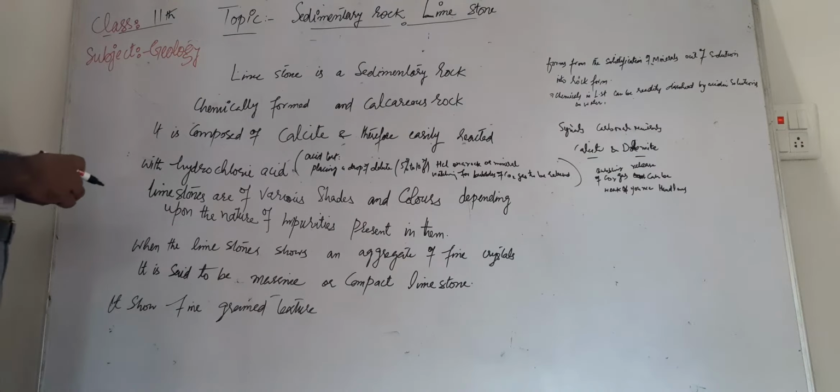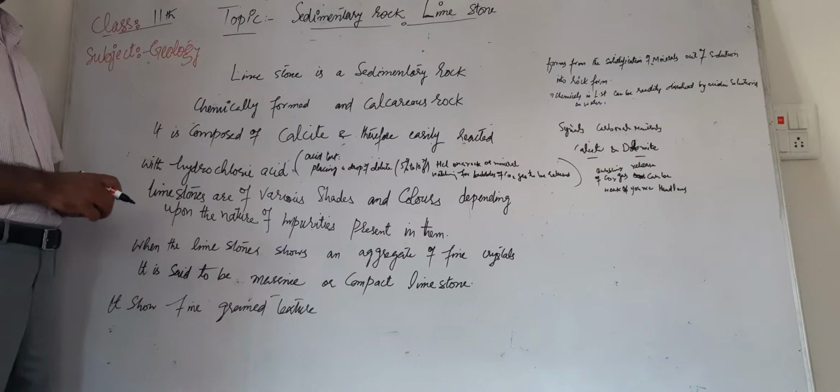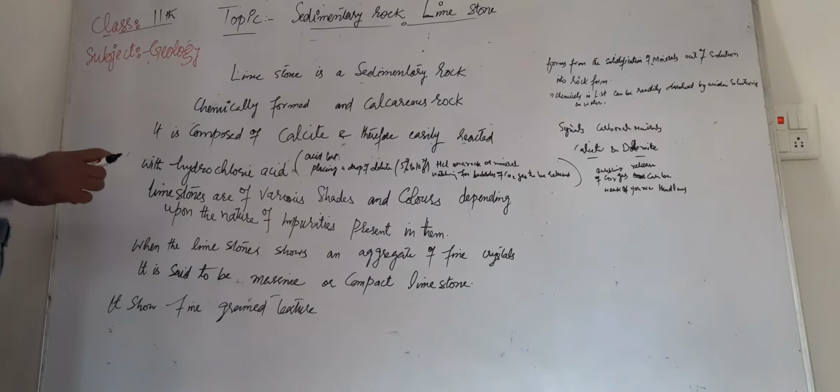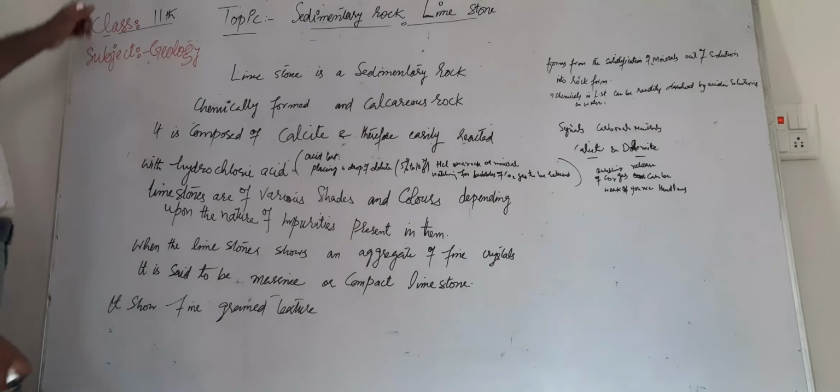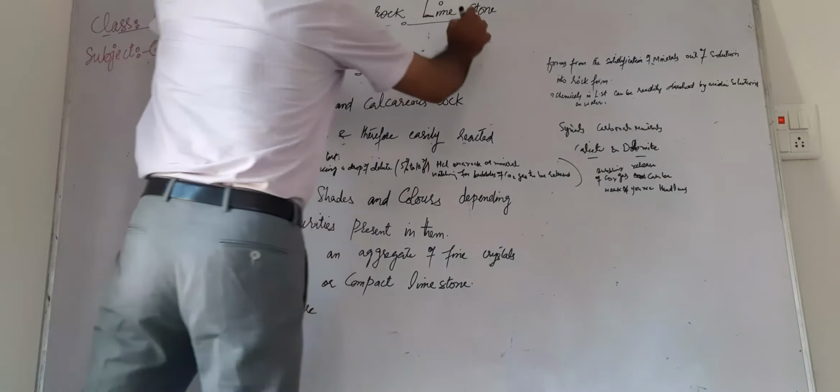As you know, sedimentary rocks are formed due to the solidification and cementation of sediments, by which the rocks form chemically or mechanically. One of the rocks is limestone. Limestone is a sedimentary rock. It is chemically formed. We have already discussed one sedimentary rock that is known as shale.